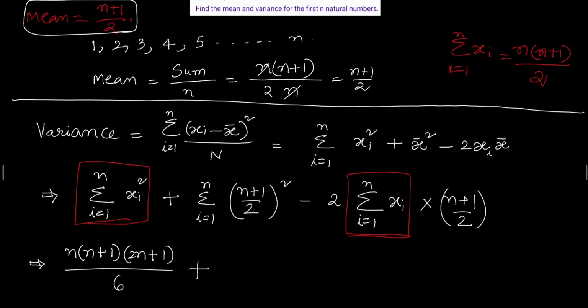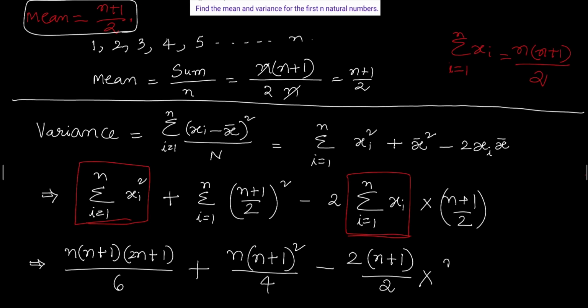Plus, now n plus 1 by 2 whole square is a constant and i equals 1 to n means you have to add them for every observation xi 1, 2, 3, 4, every time we have to add it. That means total how many times you will add, you will be adding it for n times. So it will be n into n plus 1 whole square divided by 4 minus 2 into n plus 1 by 2 multiplied with sigma i equals 1 to n xi, that is sum of first n natural numbers, that is given by n into n plus 1 by 2.